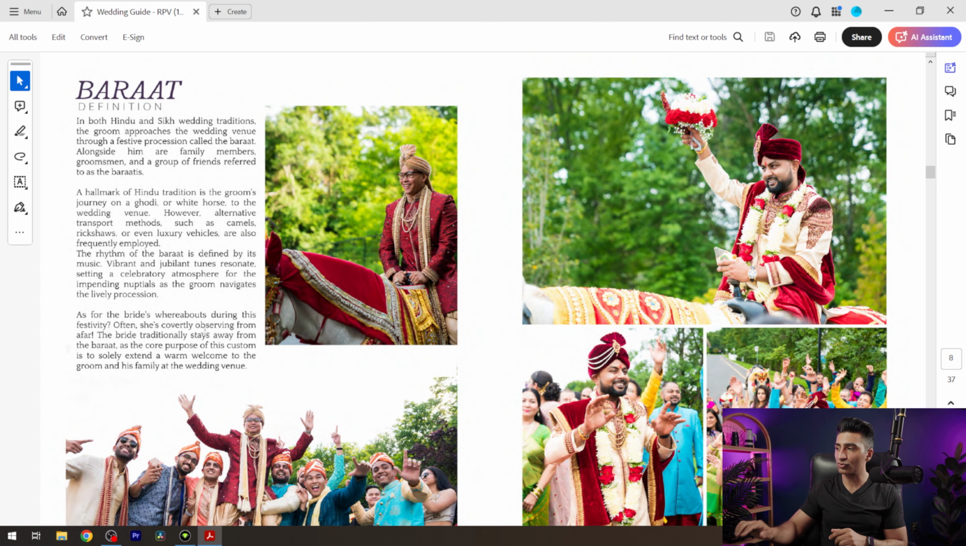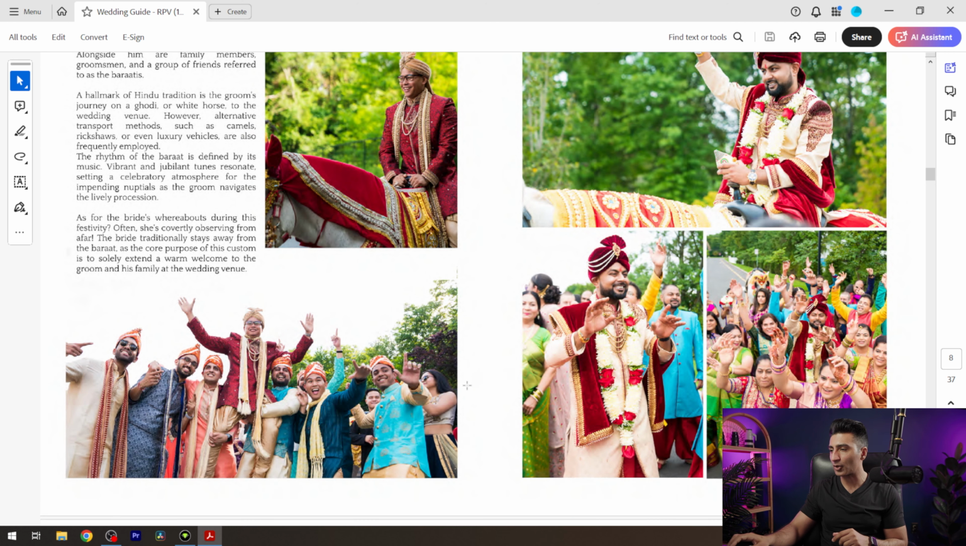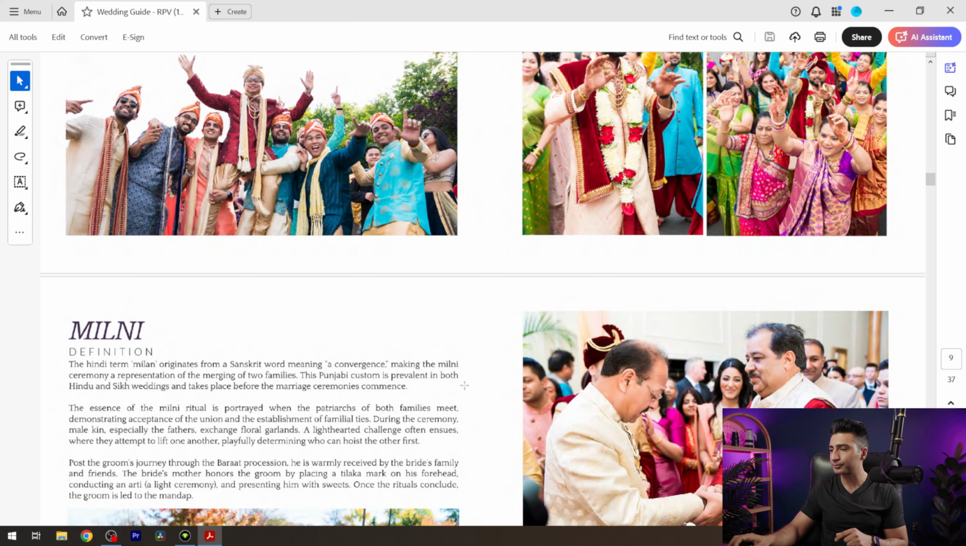So these are always generally fun dance photos, and it can roughly last a half hour, and then up to an hour.